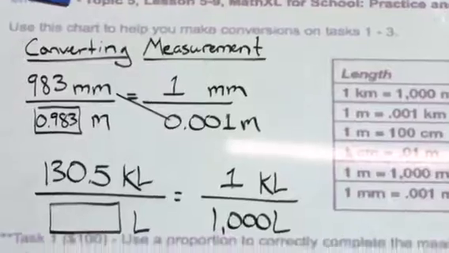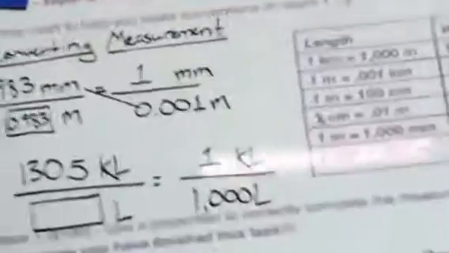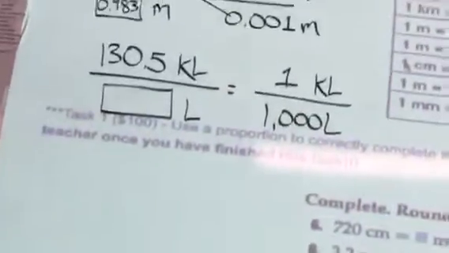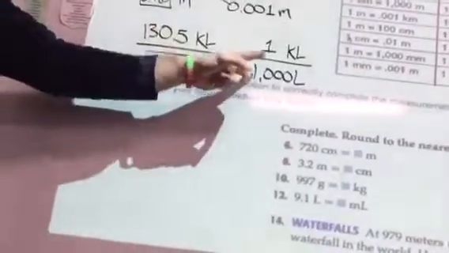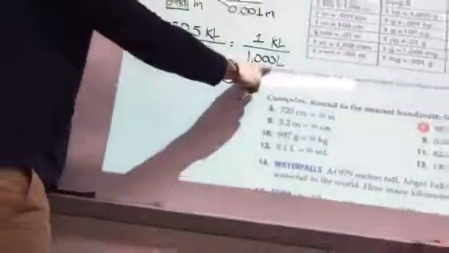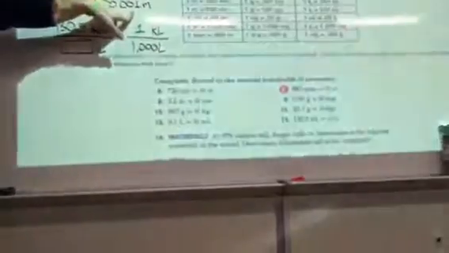What do you do to solve? Cross multiply, divide. A lot of this will be mental math if you know how to deal with decimal powers and powers of 10. This is a power of 10. This is a decimal power of 10. Can you see the difference? What's the difference? This is a decimal power of 10. What do you notice?